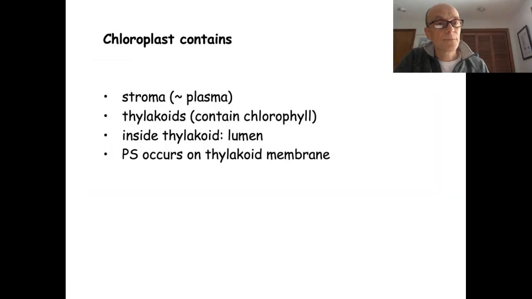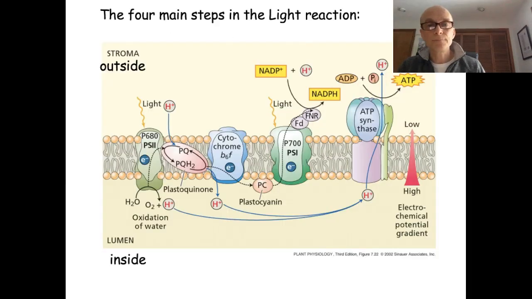All right. So the chloroplast contains the stroma. It's pretty much the plasma of the chloroplasts. And then you have the thylakoids that contain the chlorophyll. Inside is the lumen. And the photosynthesis reactions, the light reactions, occur on the thylakoid membrane. Okay, and that is what we want to look at next. So we're going to look at these photosynthetic reactions that occur on the thylakoid membrane.